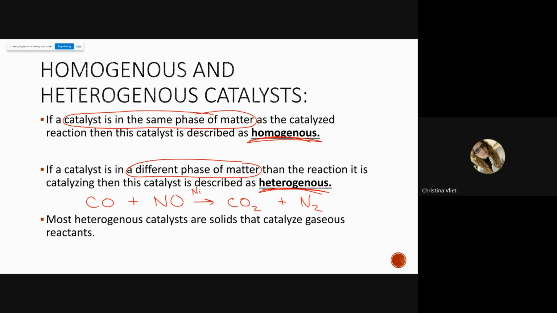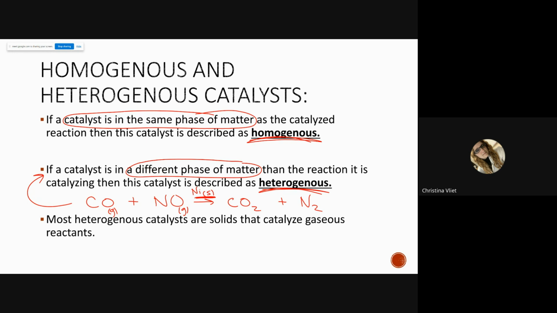What state of matter is a metal? What is the state of carbon monoxide? Gas. What is the state of nitrogen monoxide? Gas. So if the state of your catalyst is different than the state of your reactant, that means it is heterogeneous. So if the catalyst is a metal where the reaction is taking place on the surface of that metal, whereas the actual things that are reacting are gases, then you have a heterogeneous catalyst. That's the idea. Kind of make sense?